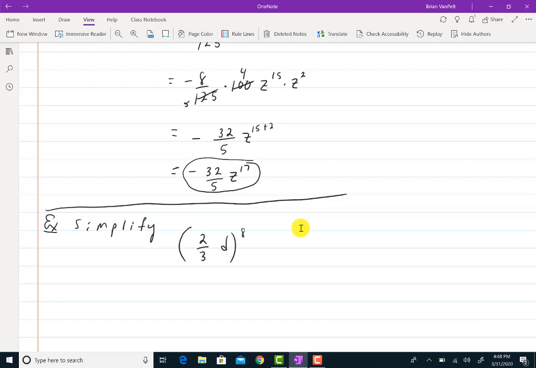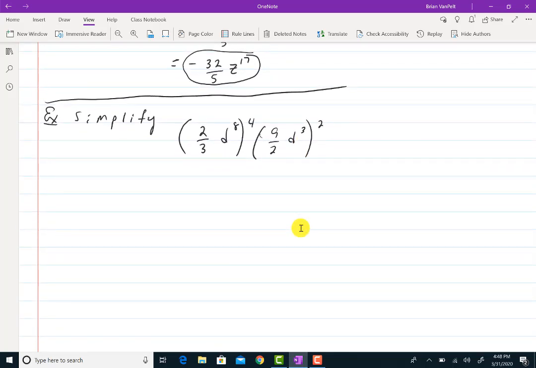So 2/3 d, and that's raised to the 8th power. Then I have 9/2 d cubed. That whole thing is squared. I did make a slight mistake here, so let me fix it before I go on. This is d to the 8th, but I wanted that whole thing raised to the 4th power. So let's go ahead and do these things. I'm going to have 2 to the 4th power over 3 to the 4th power. D to the 8th will be raised to the 4th power.